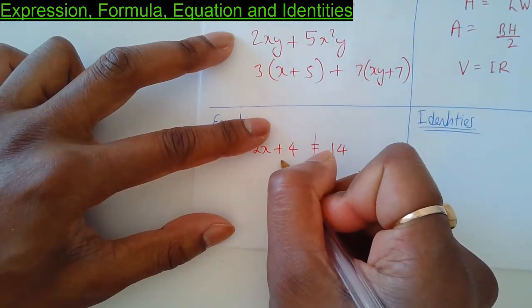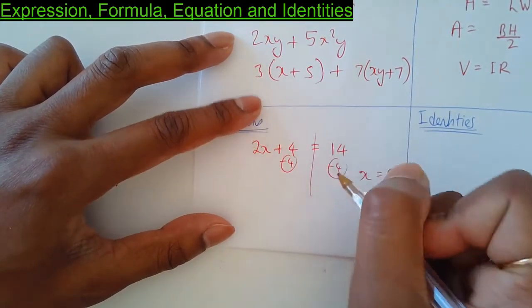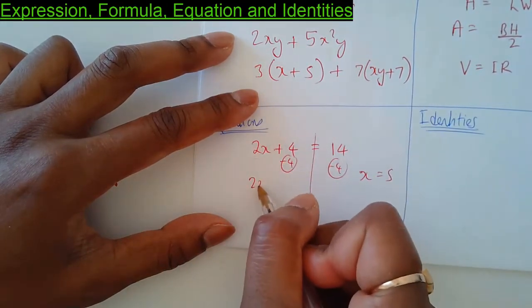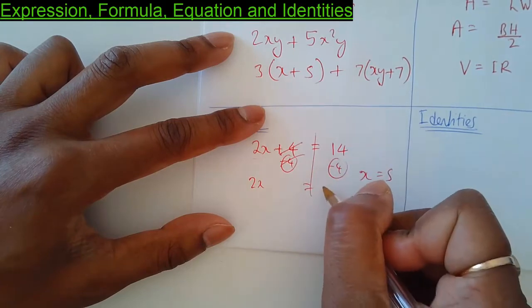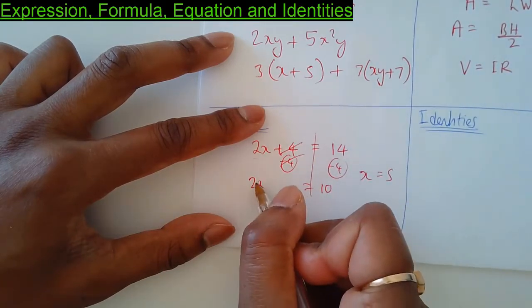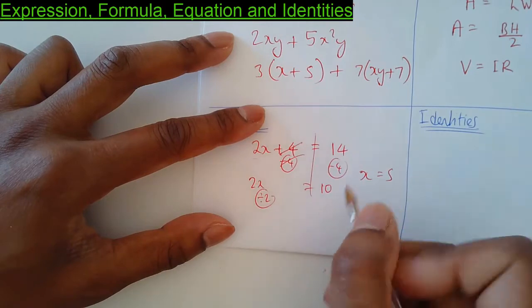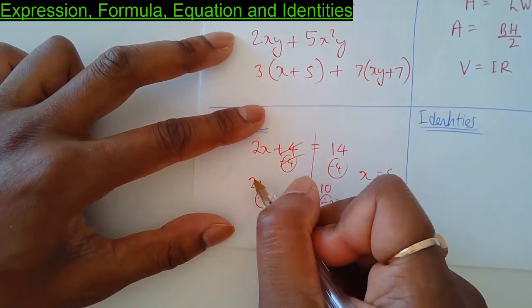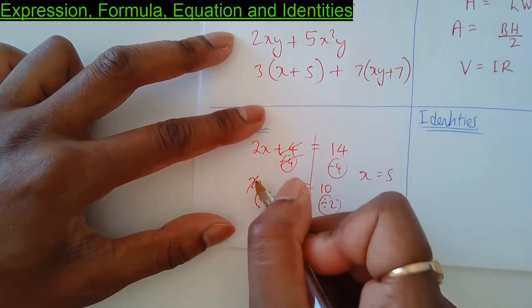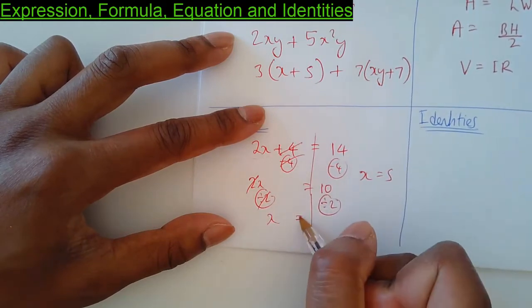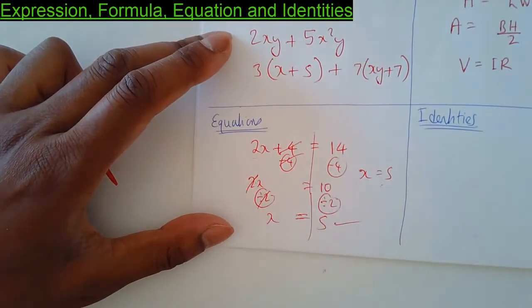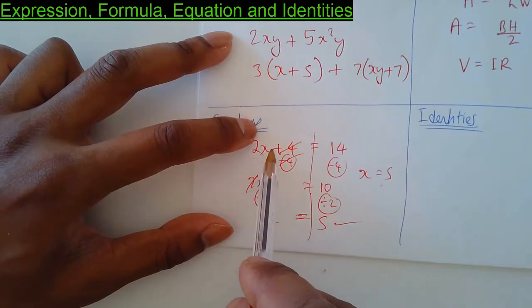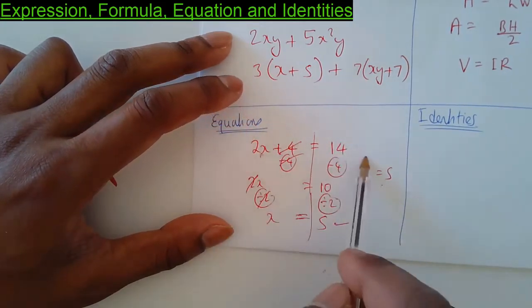To get rid of the plus 4, you take away 4. What we do on this side, we do on the other side. So you're left with 2x. 4 take away 4, they cancel out. 14 take away 4 is 10. To get rid of times by 2, you divide by 2. What we do on this side, we do on the other side. 2 and 2 knock out. You're left with x is equal to 10 divided by 2, which is 5. There you go. That's an example of an equation. It's when you have to find a value that will make both sides balance out.